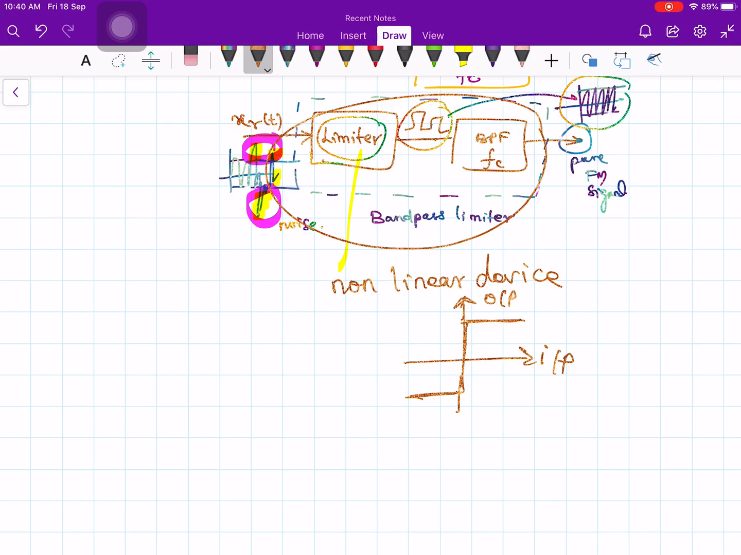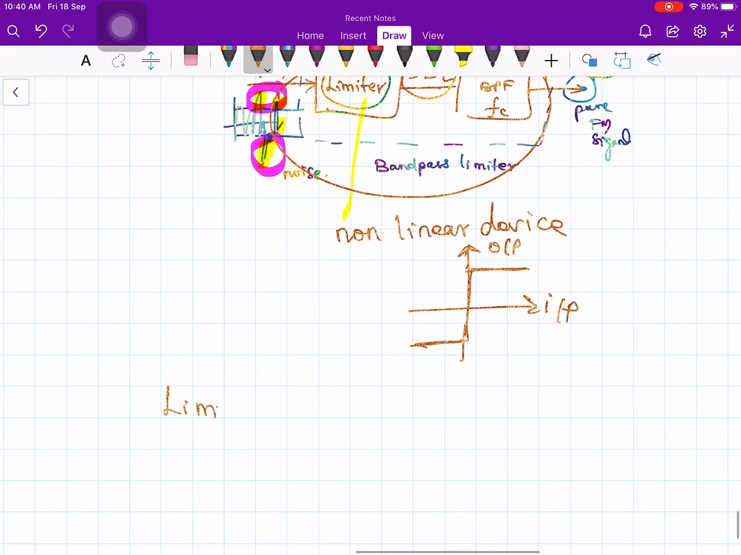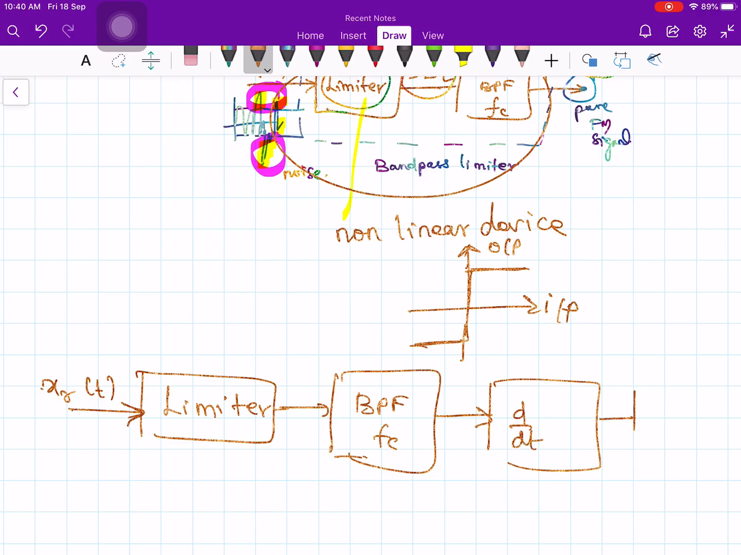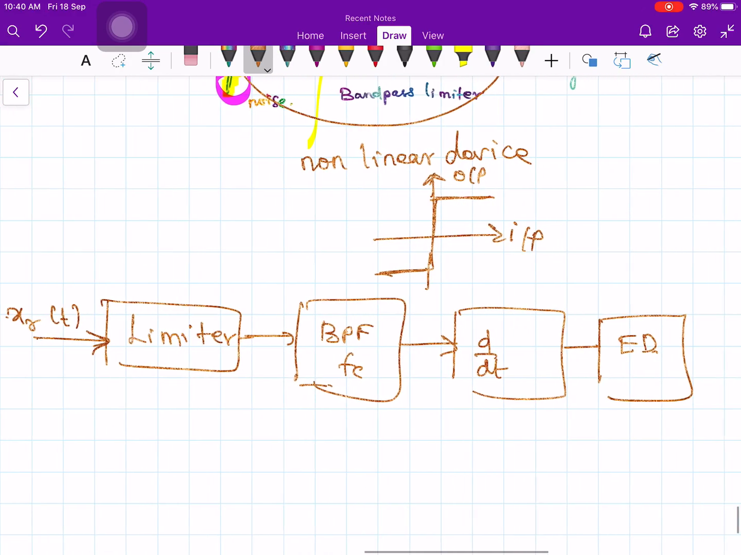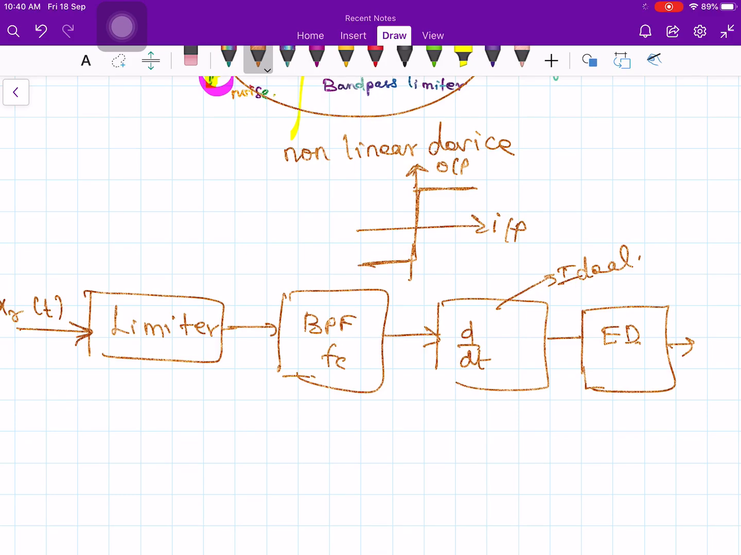Now we are ready to use the combination which we just discussed. The output of the limiter is given to a bandpass filter with a frequency Fc, and this is the received FM signal. This is given to your differentiator, d by dt, and this is given to your ED, the envelope detector. We are assuming this is an ideal differentiator. So the system comes pretty close to being an ideal frequency discriminator.